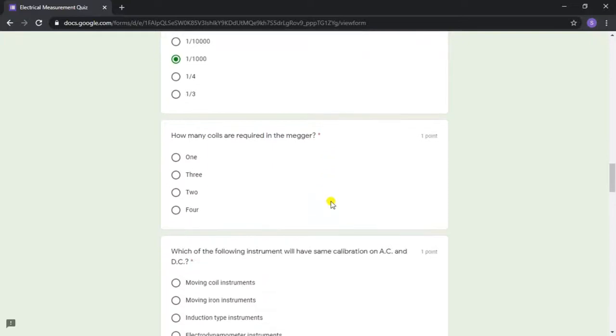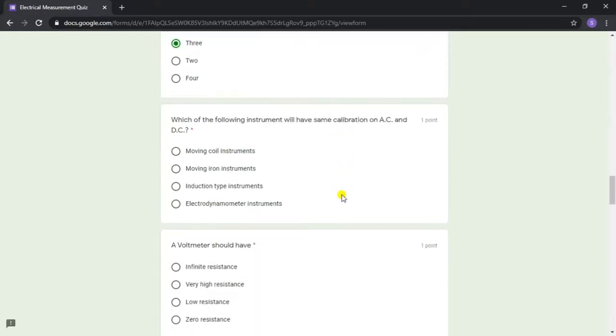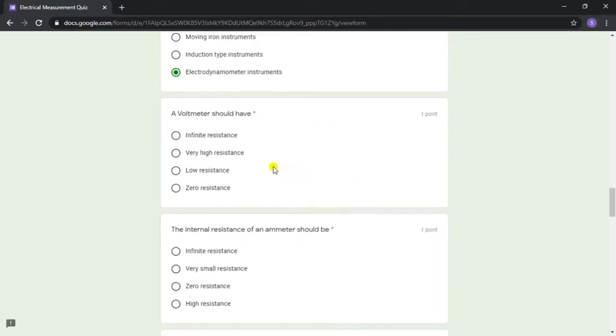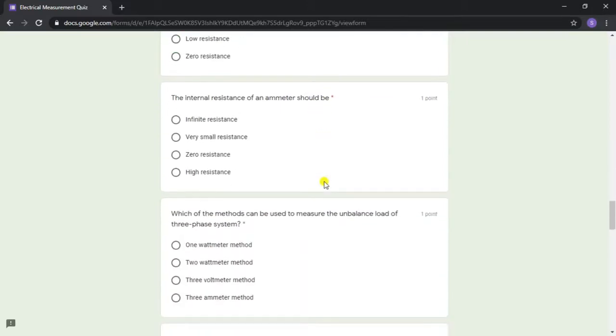Answer: 1/1000. Question: how many coils are required in the mega? Answer: 3. Question: which of the following instrument will have same calibration on AC and DC? Answer: electrodynamometer instruments. Question: a voltmeter should have? Answer: very high resistance. Question: the internal resistance of an ammeter should be?